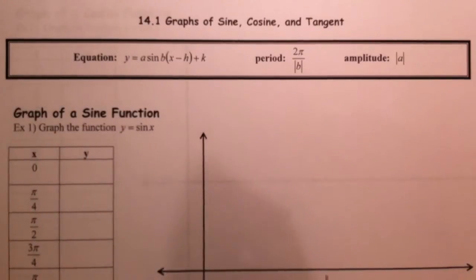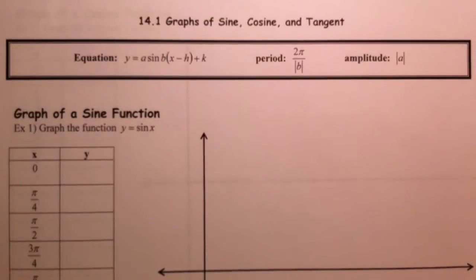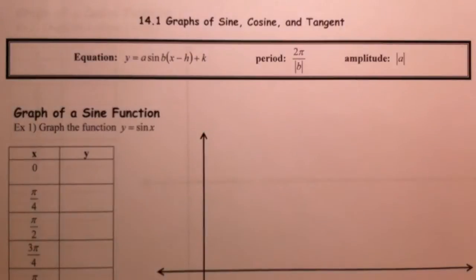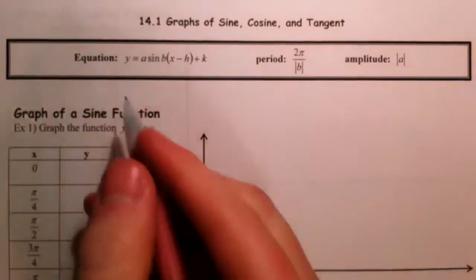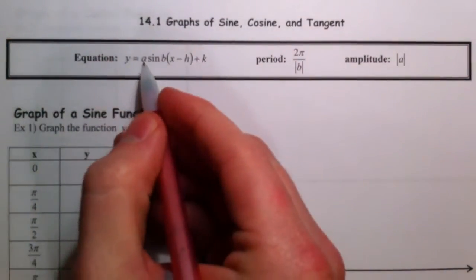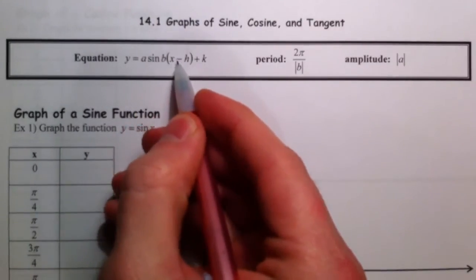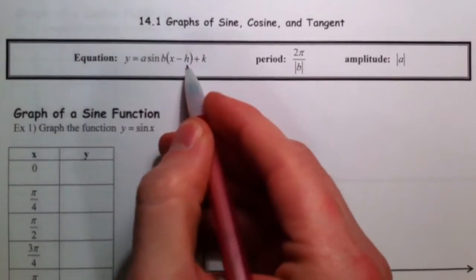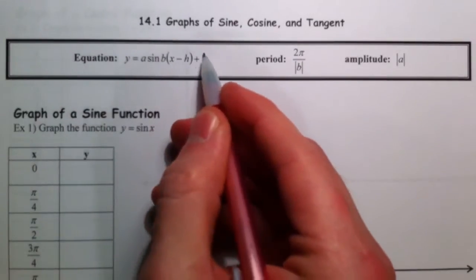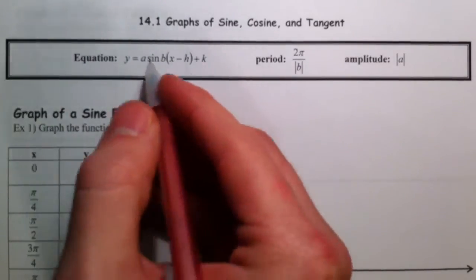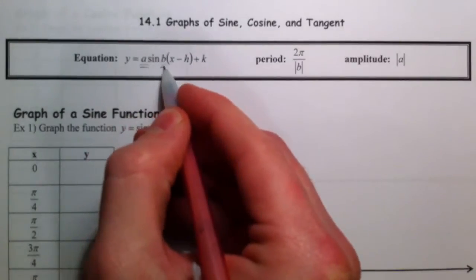Alright, so we're going to talk about the graphs of sine and cosine and tangent. We're going to look at these like you start off with any function. We're going to plot points. The general equation, you can have numbers in front. You can have a number in front of the x part. You can have a number that shifts it left and right, and you can have a number that shifts it up and down. Today we're going to focus primarily on the a and the b of it.